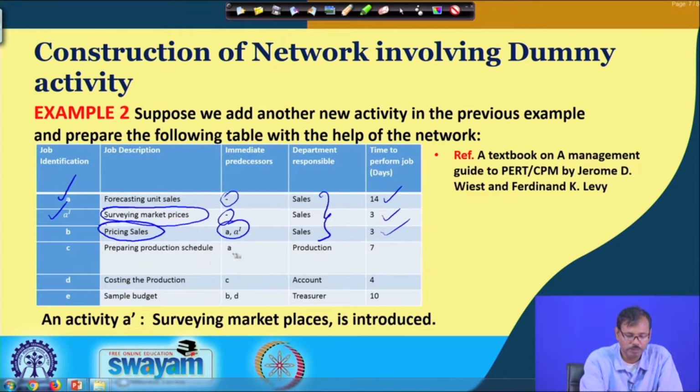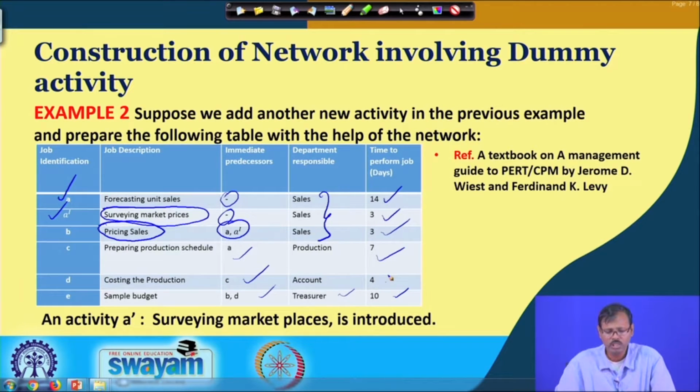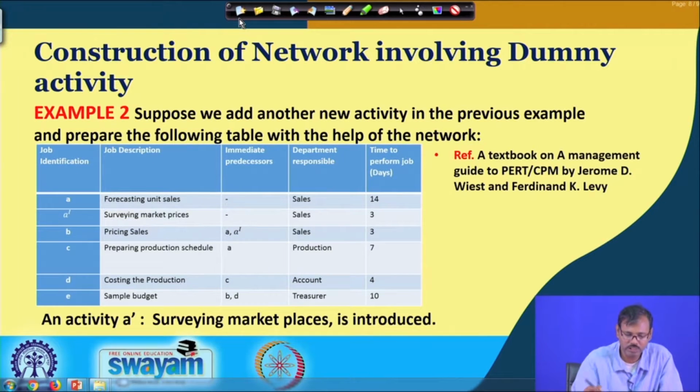Then production scheduling needs the forecasting of sales, and the production department is given that. Costing is given to the accounts department, which needs the production schedule, and the budget is given to the treasurer, which needs 10 days. So, in this case, the survey is the additional job which does not have any predecessors, but has a successor, pricing of sales. So, let us try to draw this network.